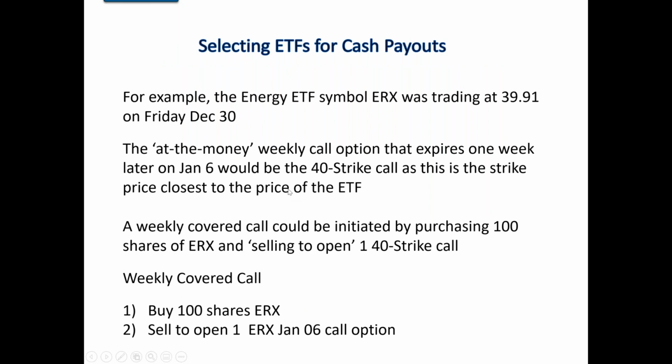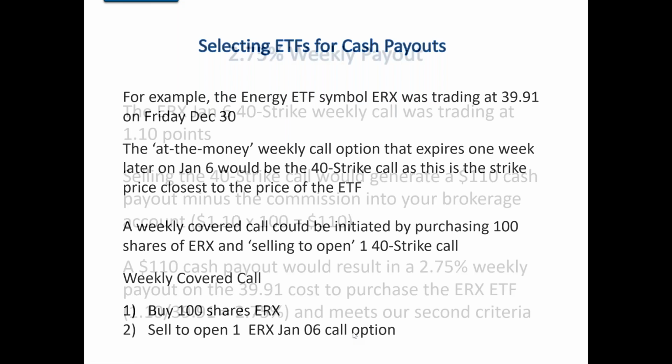So, for example, the energy ETF symbol ERX was trading at $39.91, and on Friday, December 30th, the at-the-money weekly call was the 40 strike, because that was the closest to the price of the ETF. If you purchase 100 shares at $39.91 and sell the 40 strike call expiring January 6th, that would create a weekly covered call. So on December 30th, you could buy 100 shares of ERX and sell to open the January 6th at-the-money call, and that would be a 1-week trade.